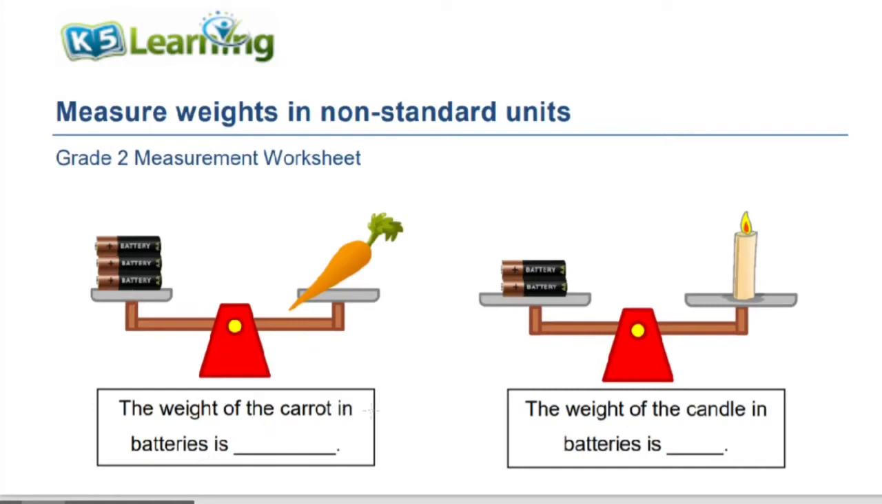The weight of the carrot in batteries is, and this scale is balanced. It is straight across, which means I know these two are equal. So the carrot equals how many batteries? 1, 2, 3. The weight of the carrot in batteries is 3. What about over here? The weight of the candle in batteries is, again, the scale is balanced. So I know they are even, they are equal. The weight of the candle in batteries is only 2 batteries.